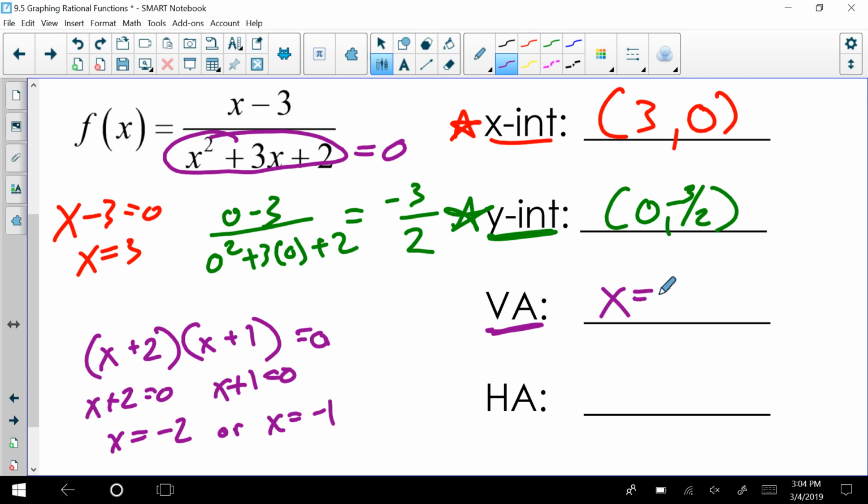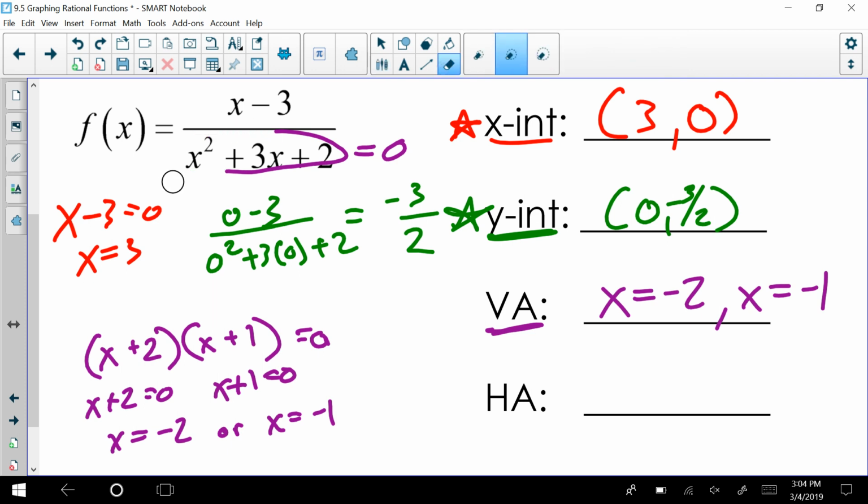There are 2 asymptotes here, so I have to write them both out. There are 2 of them. This is the only way to write it, just like this. It has to be written x equals. Okay, well, we're off to a pretty good start so far.